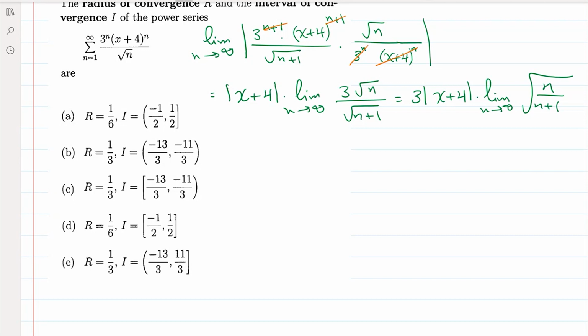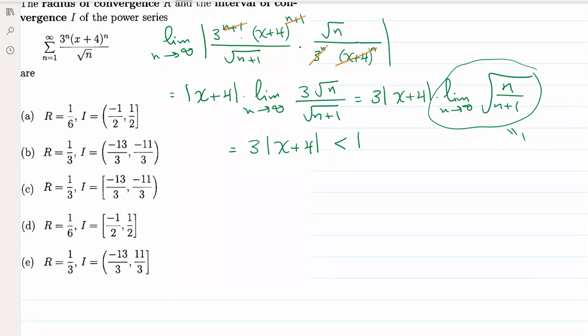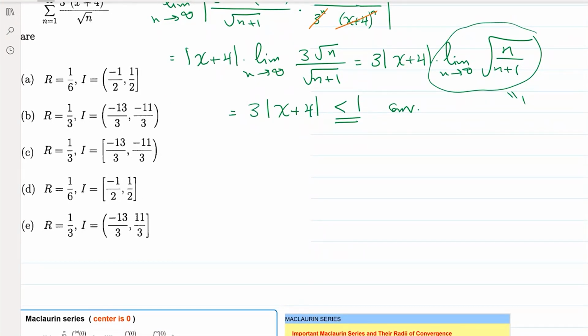It is continuous. You can take the limit inside, and once you take the limit inside, you will find that this limit equals 1. So from here we see 3 times the absolute value of x plus 4, and it will converge if it's less than 1. So, can I say that the radius of convergence is just 1? No, you have to make the coefficient outside equal 1. So you need the absolute value of x plus 4 to be less than 1 over 3, dividing both sides by 3. And from here, directly you see that the radius of convergence will be just 1 over 3.